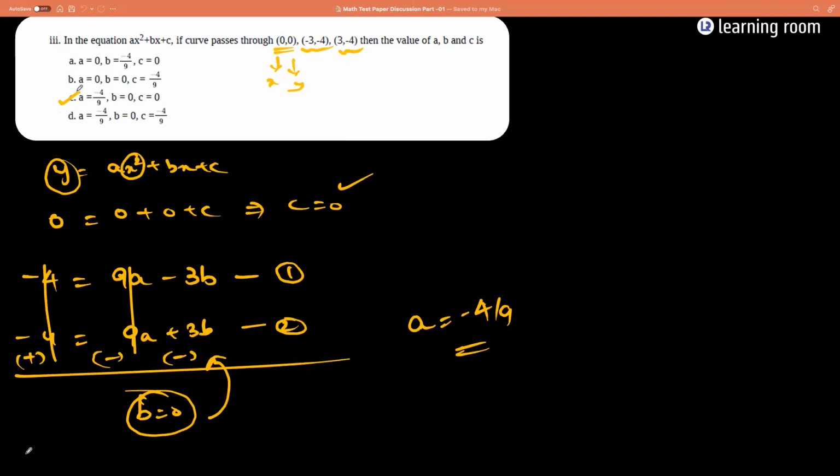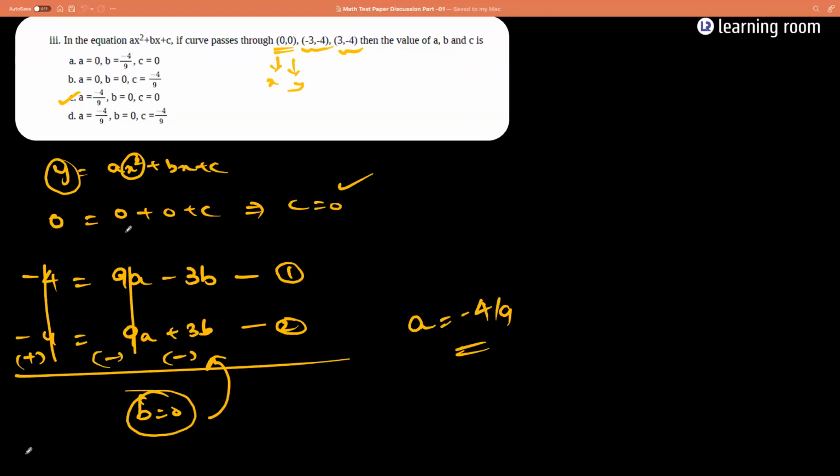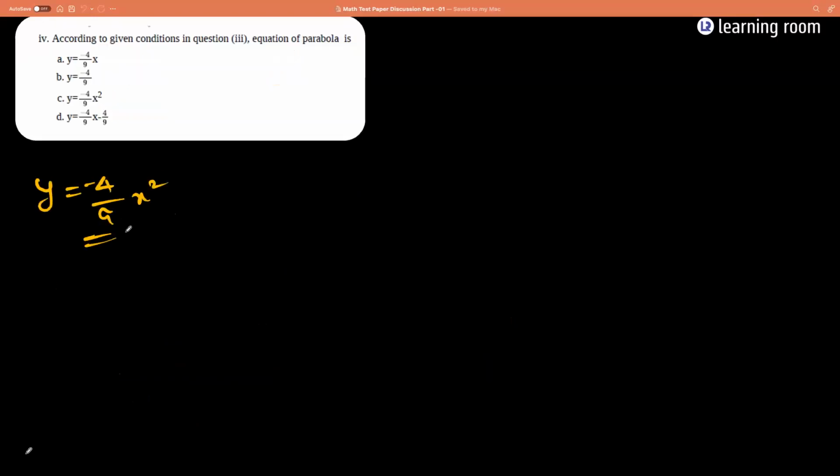So according to the given condition, question number 3, the equation of the parabola is y is equal to -4/9 x square. That's it, because a is -4/9, b is 0, c is 0. So the answer will be C.